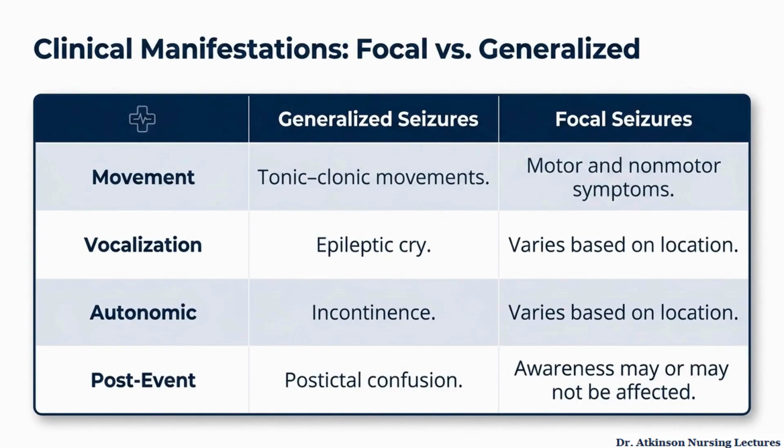Focal seizures can look very different because the symptoms depend entirely on where the seizure starts in the brain. Some patients have motor symptoms, like jerking of one arm. Others may have sensory changes, staring, automatisms, strange smells, or behavioral changes. One important NCLEX point: awareness in focal seizures may be preserved or impaired. So not every seizure patient completely loses consciousness.